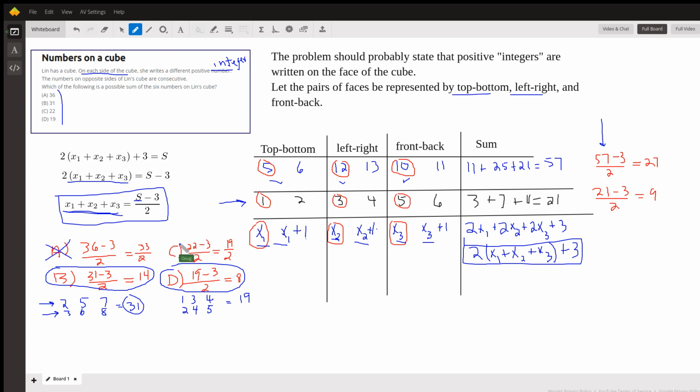Same idea for C as for A. You subtract 3 and divide by 2, you do not get an integer, so it can't be C. But for D, 19, the sum minus 3 is 16, divided by 2 is 8. Here's some integers that add up to 8. Here's the numbers on the opposite faces. One more. Those add up to 19. So it looks to me like the answers are either D or B.